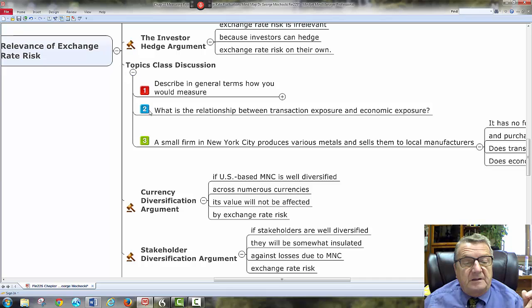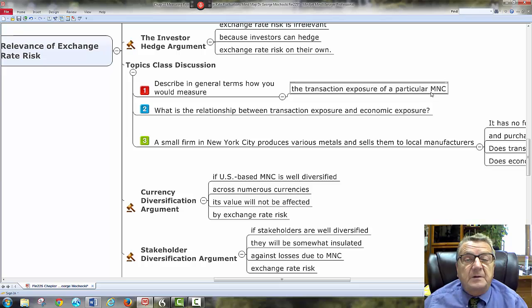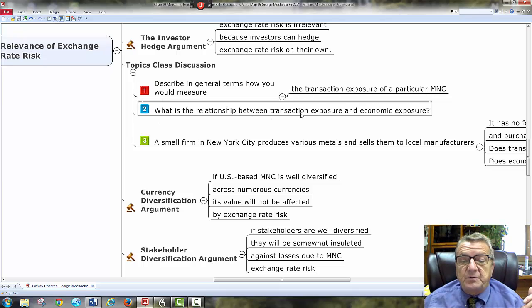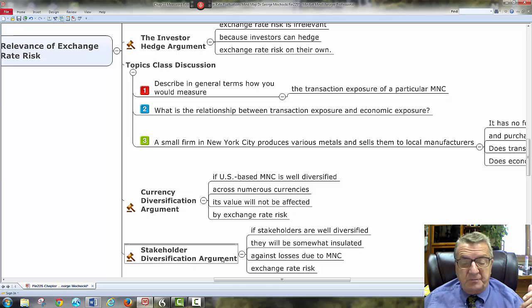Let's see, class topics for discussion, in general. In general terms, how would you measure the transaction exposure of a particular MNC? Remember, you're going to be doing this for your final paper. You'll be creating an MNC, and you're going to have to describe in some terms how you're going to measure your exposure. What is the relationship between transaction exposure and economic exposure?